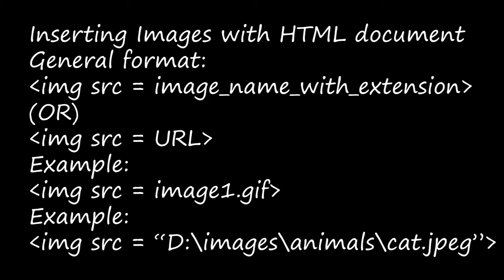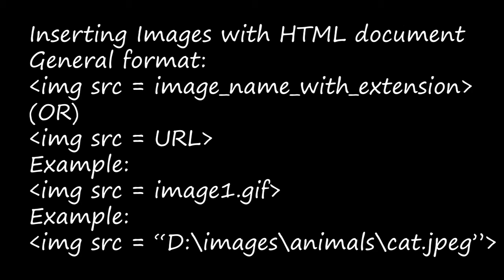This is used to add images in an HTML document. The general format is img space src equals, and then you give the image name with extension. Or if it is a link, you can give img src equals, and then you can give the URL. The src attribute is the main attribute. Here we specify the file name of the image which is inserted.